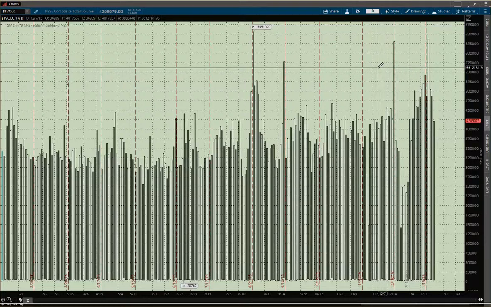So this concludes using Dalton's teaching around market profile as an adjunct to measured moves.